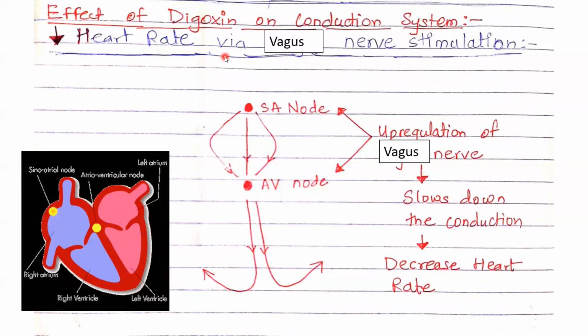Another action of digoxin or digitalis on conduction system of the heart. So basically, you know, there is a sinoatrial node here which has conduction to an atrioventricular node, and then there is conduction happening like this. Okay. So basically digoxin has effect on vagus nerve also. What it does, it causes upregulation of the vagus nerve. And this vagus nerve, when it is upregulated, it slows down the conduction. So it decreases the heart rate.